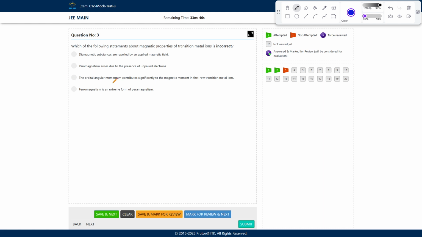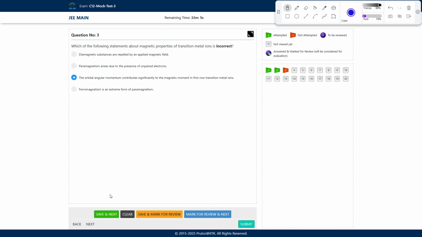So, the only remaining option is option third, which says that orbital angular momentum contributes significantly to the magnetic moment in the first row transition metal ions. This is going to be an incorrect statement, because for first row transition metals the magnetic moment is determined effectively by the spin angular momentum and not by the orbital angular momentum, and the spin-only magnetic moment is given by mu equals under root n into n plus 2, right? So this statement given in the third option is our incorrect statement, and hence this third option is going to be our correct answer.